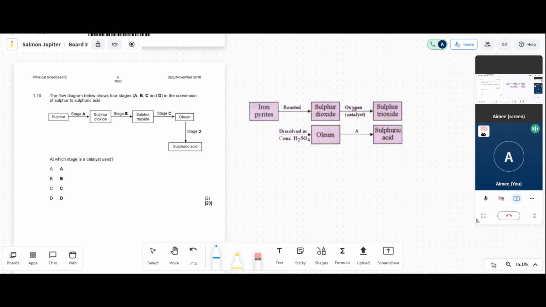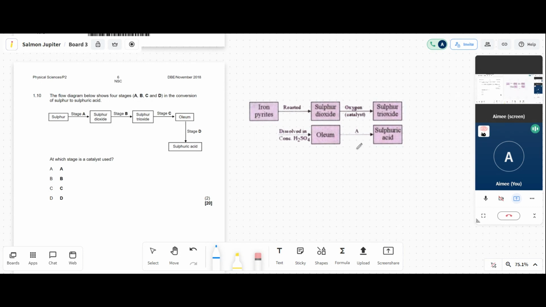There are a few of them that you have to learn. This is one of them. One of the others is the production of fertilizers. So chemical industries used in the production of fertilizers. These you have to know. You have to study them. Like I said, chemistry is a lot of study work.